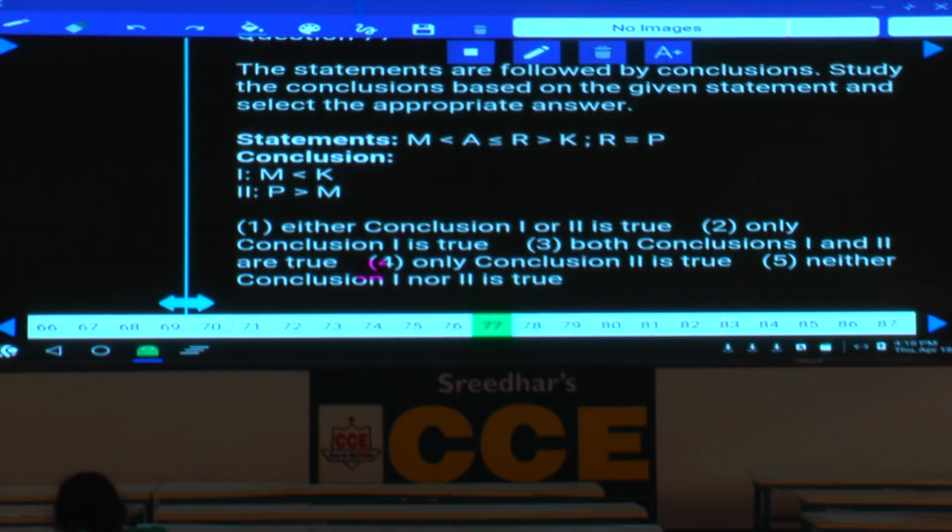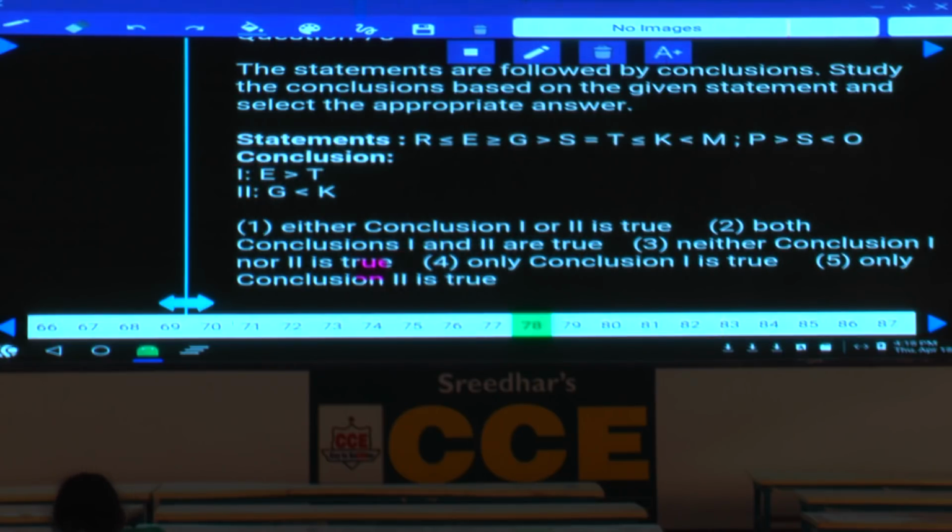Then 77. Now in this 77, the relation between M and K. M is here, K is here, between these two, one lesser than, one greater than, there are two opposite symbols, hence no conclusion can be drawn. And the second one, P and M. M is here, R equals to P, in the place of R, we can take it as P. M lesser than P, P greater than M. And so only conclusion 2 is true, that is choice 4. 77, choice 4.